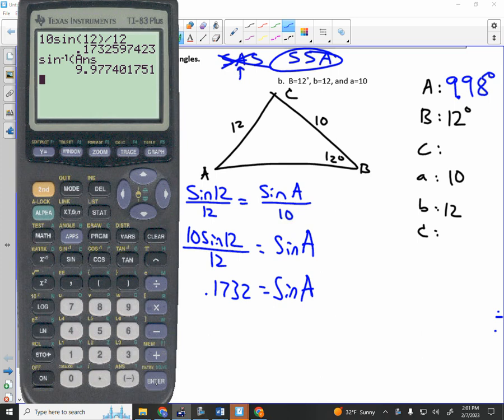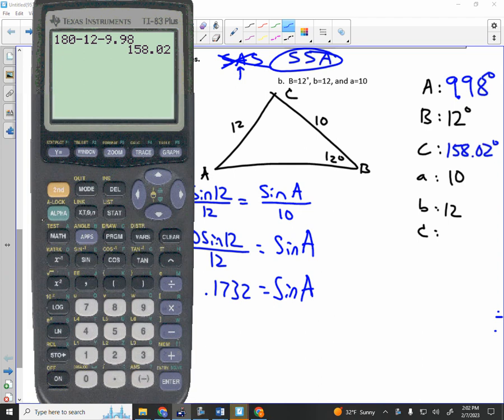What's the next easiest part to find? Second, and then see the A and S. Okay, got it. There you go. Okay, so finding the angle. All angles have to add up to 180, so 180 minus 12 minus 9.98. I get 158.02.